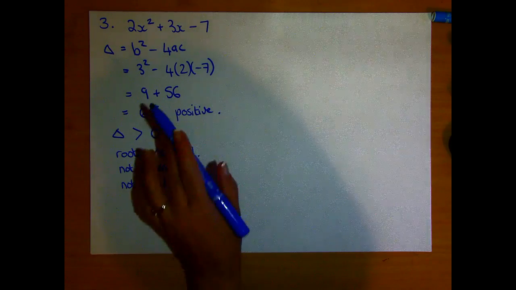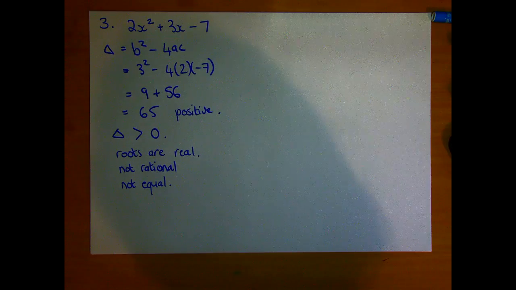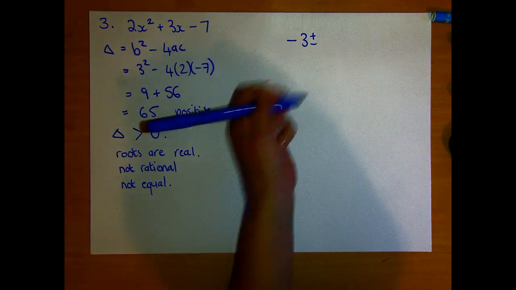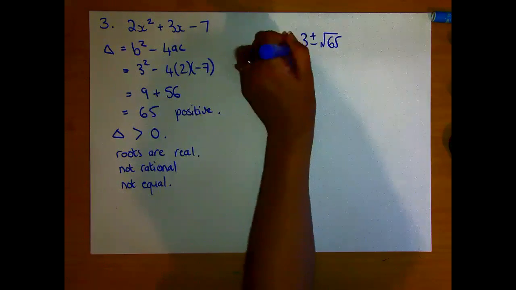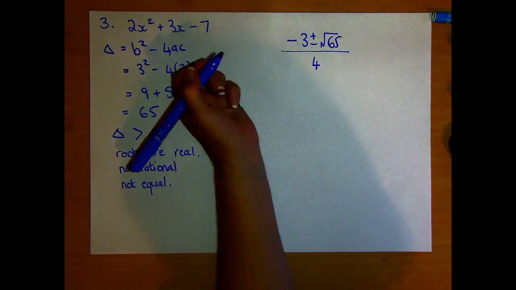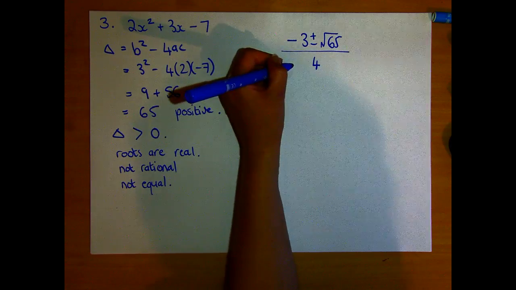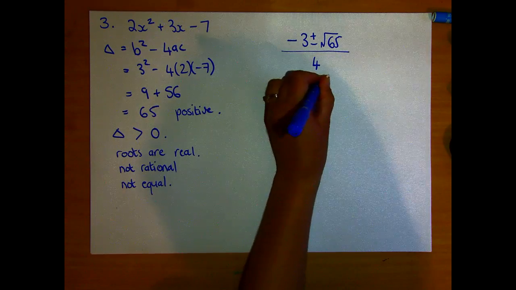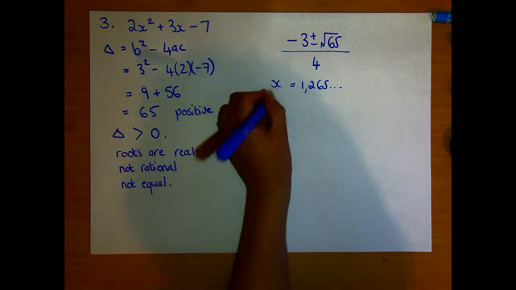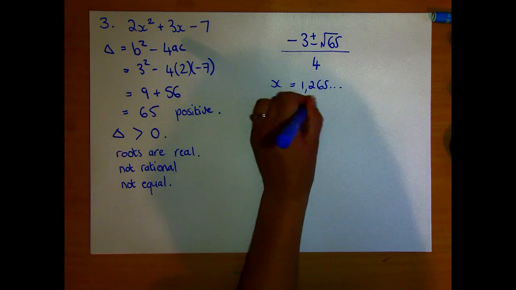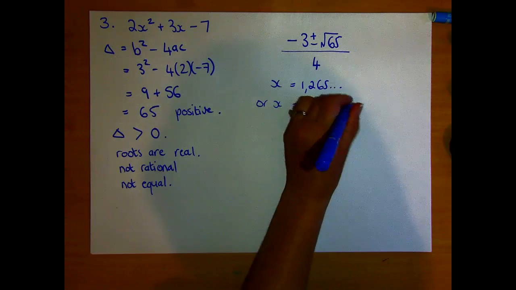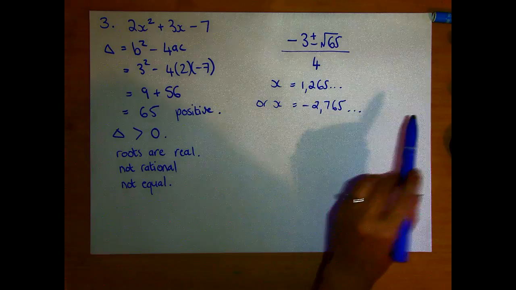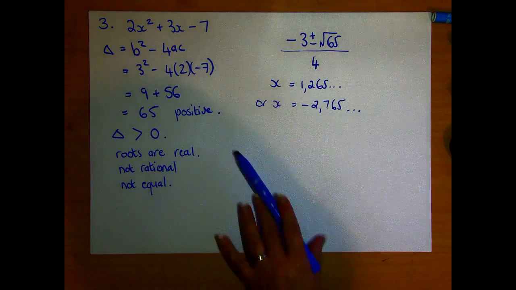So again, into the quadratic formula, we would have negative b, so negative 3 plus or minus the thing I've just worked out, all over 2a, which would have been 4. If you type that into the calculator, you're going to end up with x equals 1.265 and other numbers there, or x equals negative 2.765. We could approximate those on a parabola, but they're irrational. So there we go. They're not rational, they're not equal, but they are real.